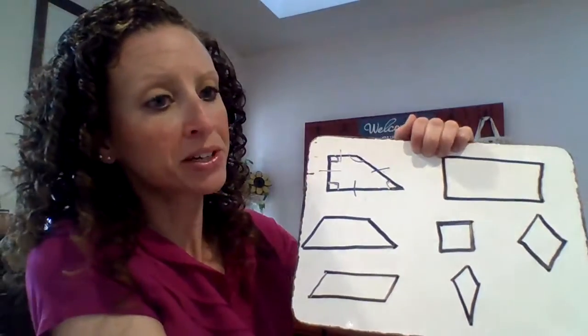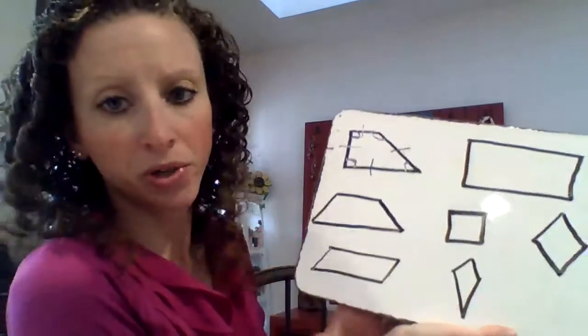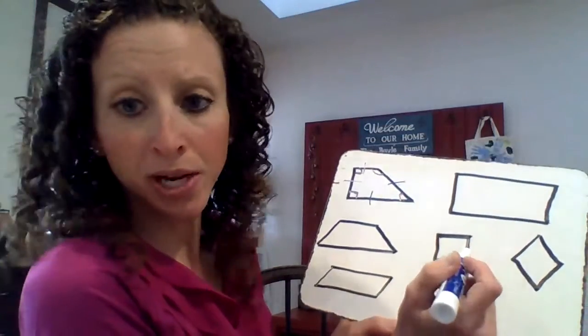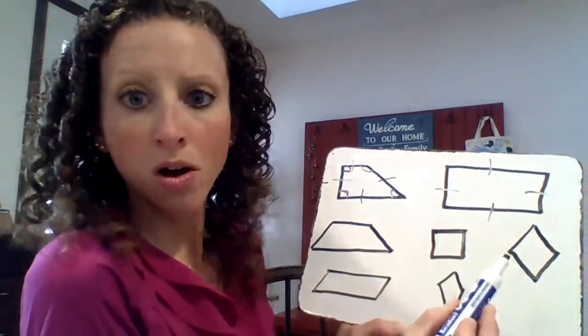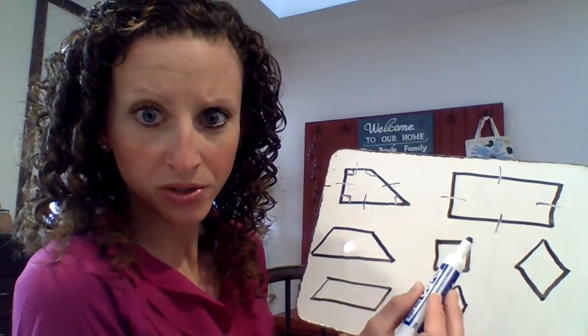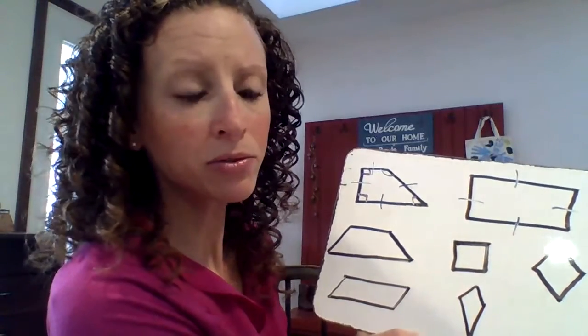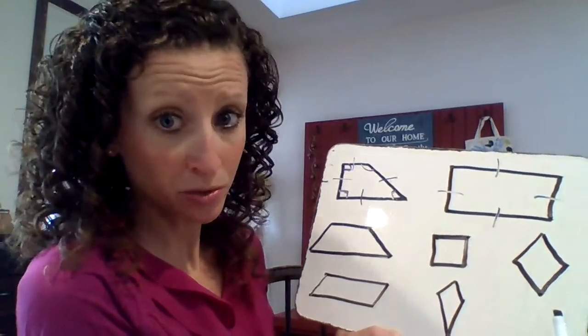And then I hop over here. Your next shape is a rectangle. We know what a rectangle is. So I go through and I mark my sides. 1, 2, 3, 4. What do you notice about the rectangle? Look at the angles. Are they right angles? Are they obtuse? Or are they acute?